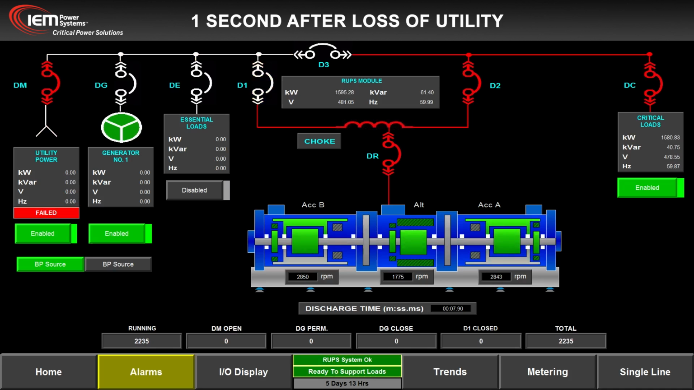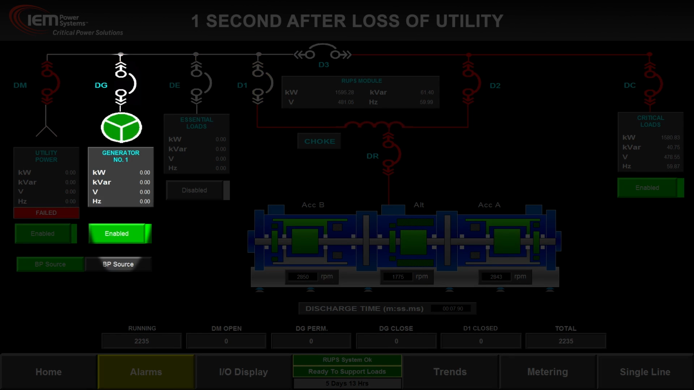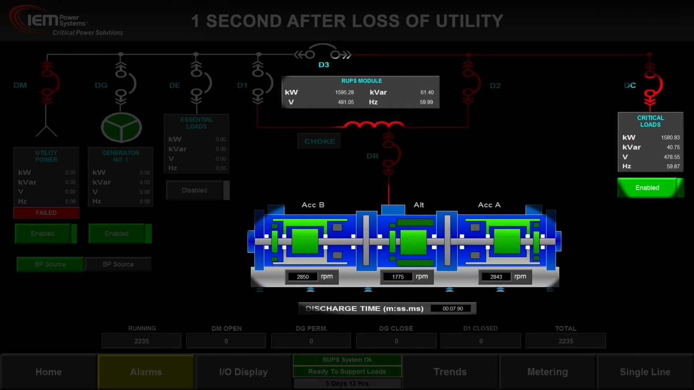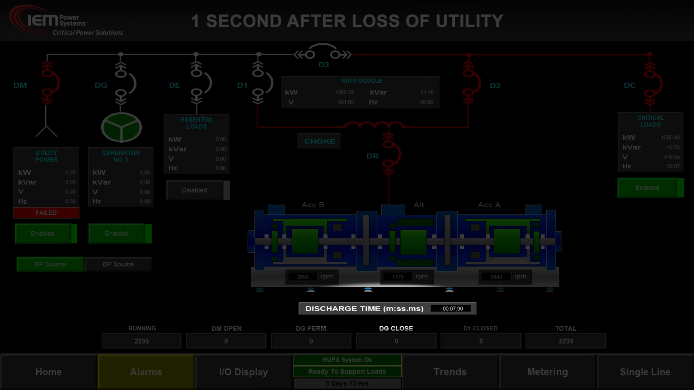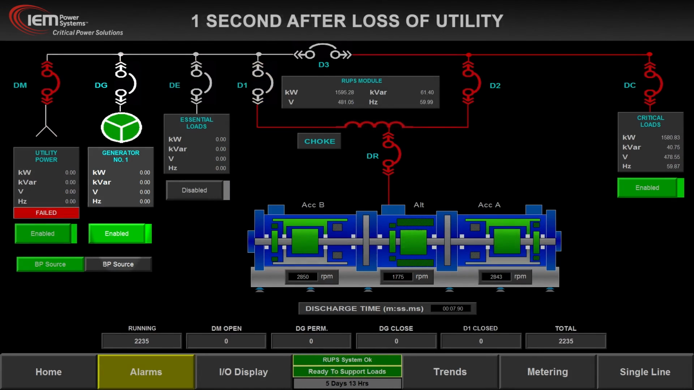1 second after loss of utility. The diesel begins startup if utility power remains unavailable. The RUPS continues to power the critical load, and its discharge time has now dropped to 7.9 seconds. A start signal is sent to the diesel engine generator.